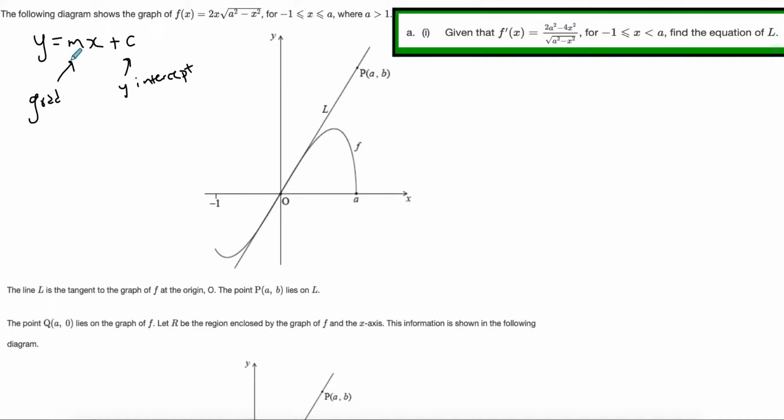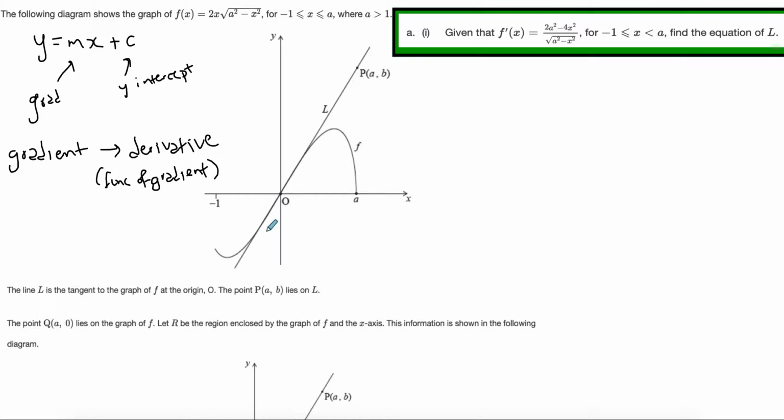So the gradient, though, can always be found using the derivative. So always remember that your gradient links with the derivative. Because what the derivative essentially is, it's a gradient function. It's the function of the gradient. So if I want a gradient at 2, I'm going to substitute at 2, and I'll know the gradient at the tangent at point 2.